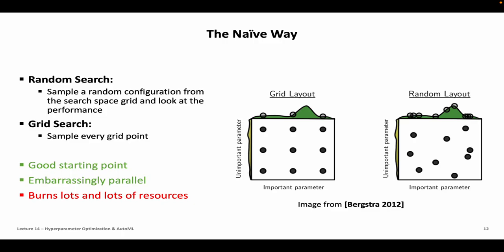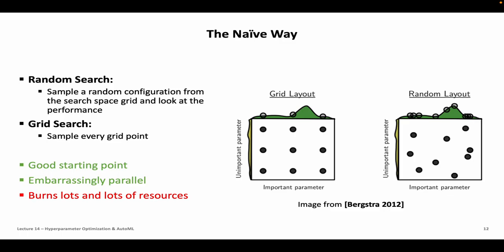Now, the interesting thing is that especially random search is already a very good starting point. So when you don't know anything about your problem, you should at least do random search. And from a parallel computing point of view, both methods, of course, are embarrassingly parallel, as there's virtually no communication required between your different hyperparameter trials, and they can run independently of each other.